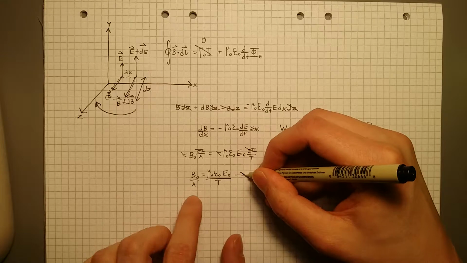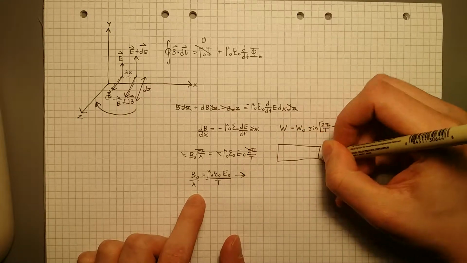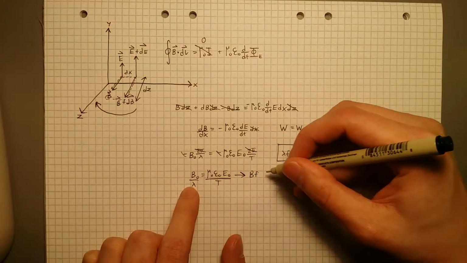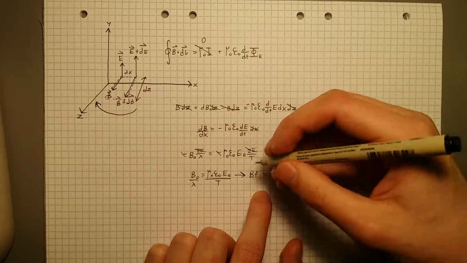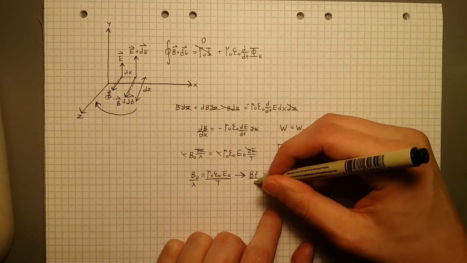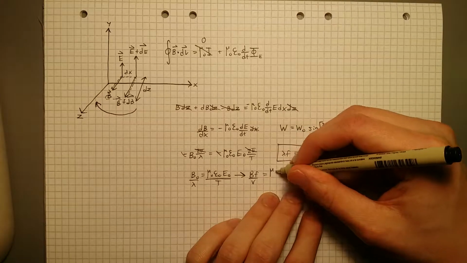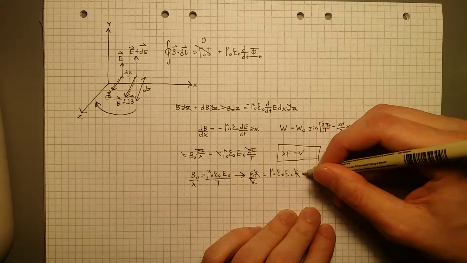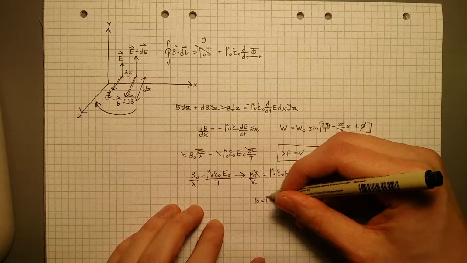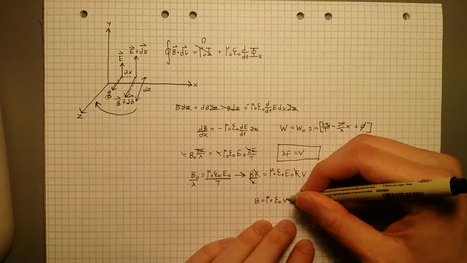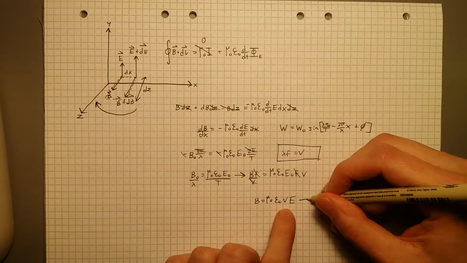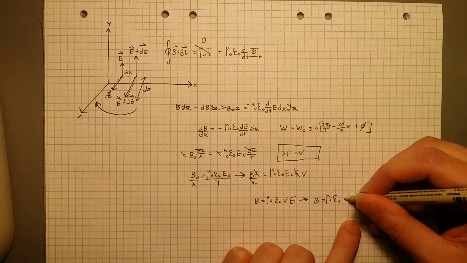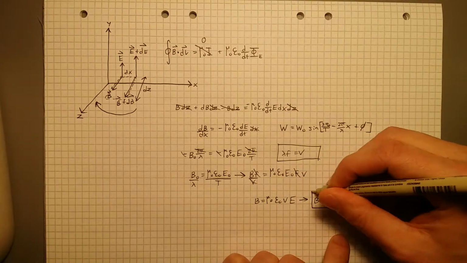And we're going to rewrite this with this equation in hand again, which is lambda f is v. So this becomes B f over v is equal to µ0ε0 E0 f. And these cancel out and the v travels to the other side, and we are left with B is µ0ε0 v E. And this v becomes c, so B is µ0ε0 c E. And this is the final equation.